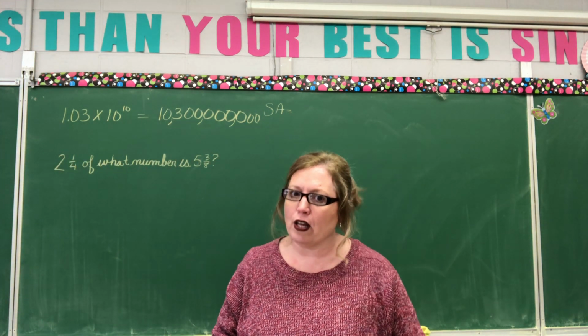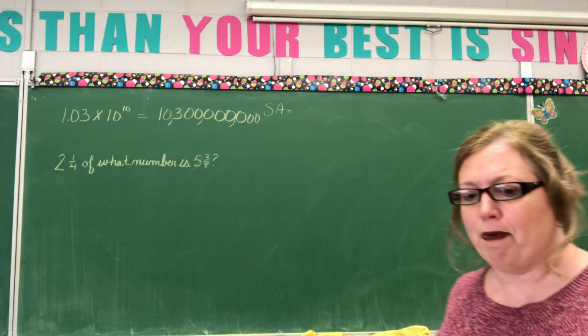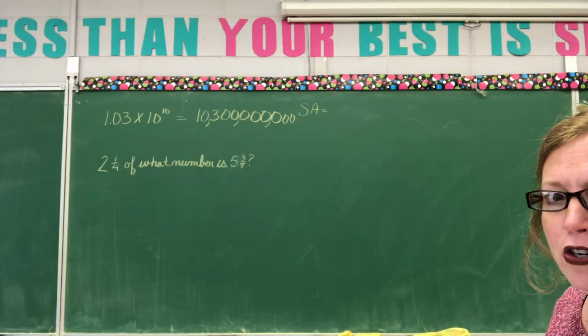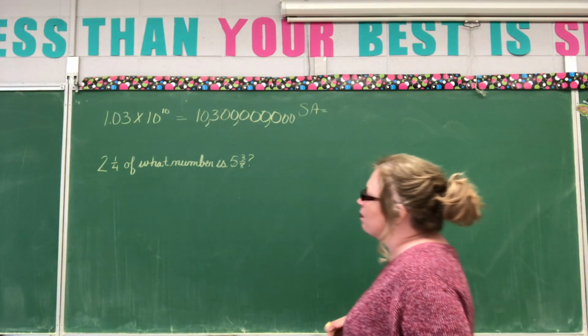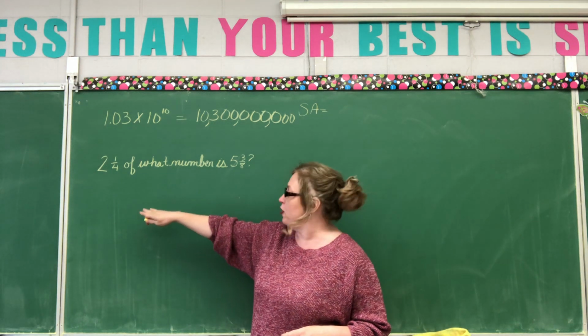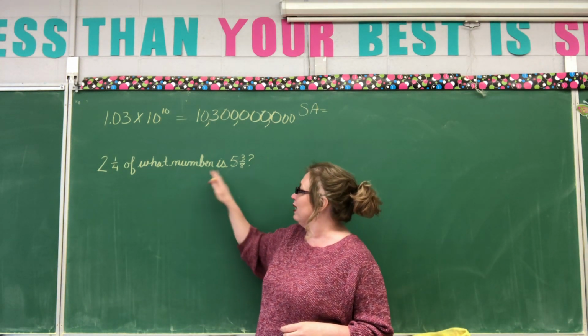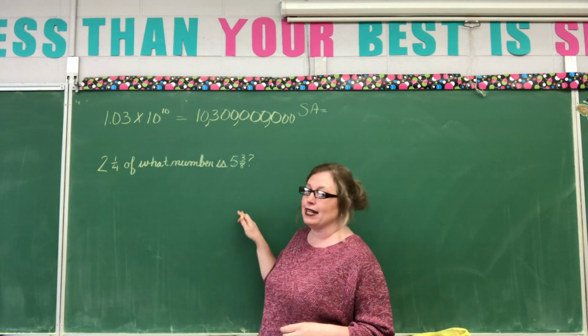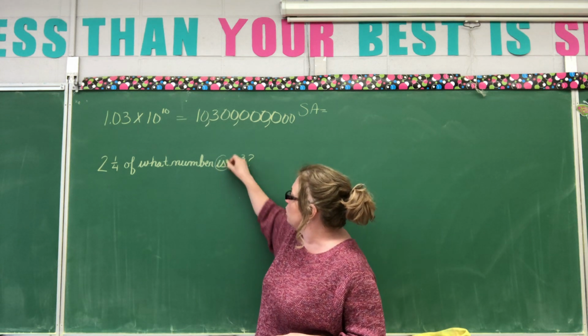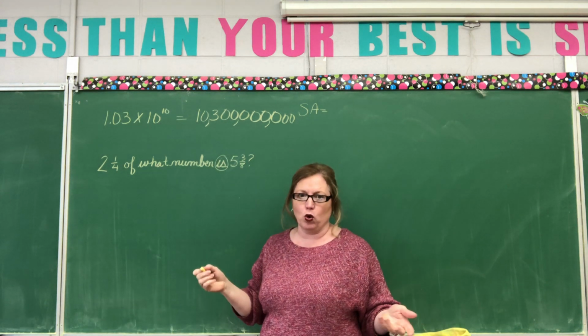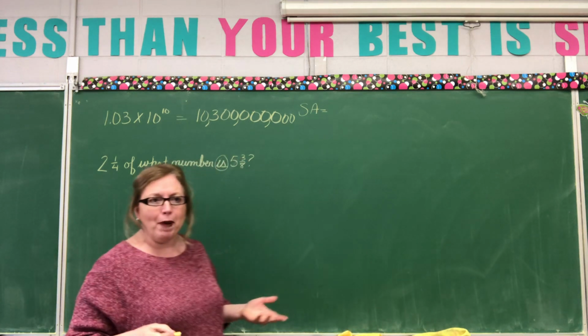The next problem tells us, do these with me. Don't just watch me do them. Don't just kind of haphazardly watch them because this is going to be on your test. I'm going to turn that a little bit so you can see it better. 2 1/4 of what number is 5 3/8? Well, we know that the word is means what? It means equals. So we're going to go back to our pattern, okay?